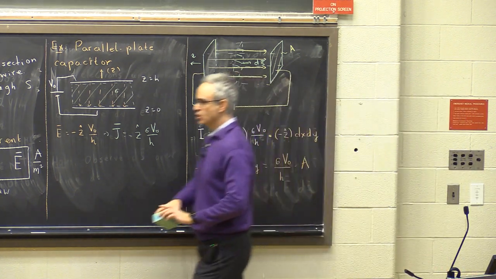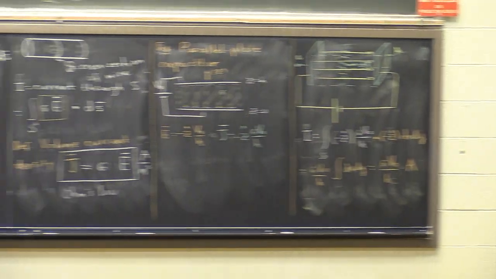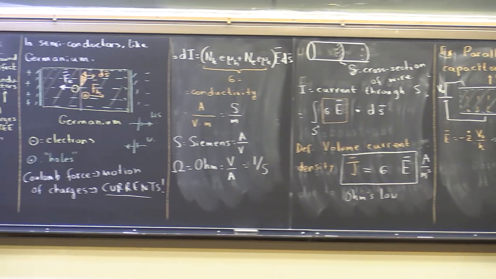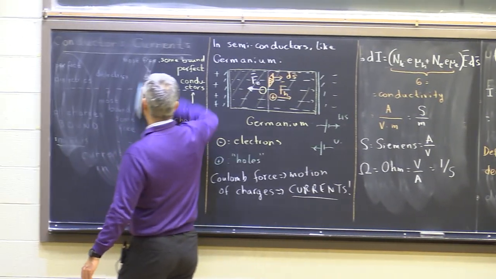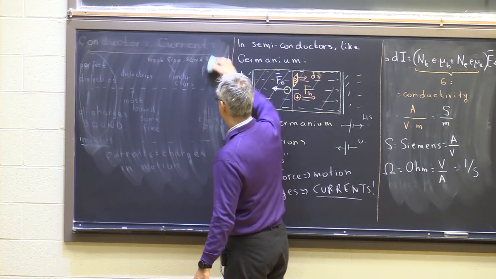So you can also see this equation. You can invert it and see it as V naught over I.